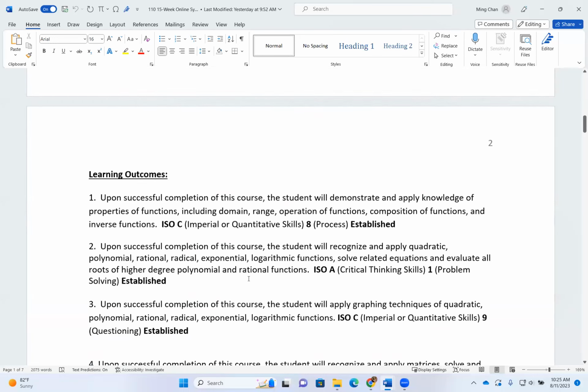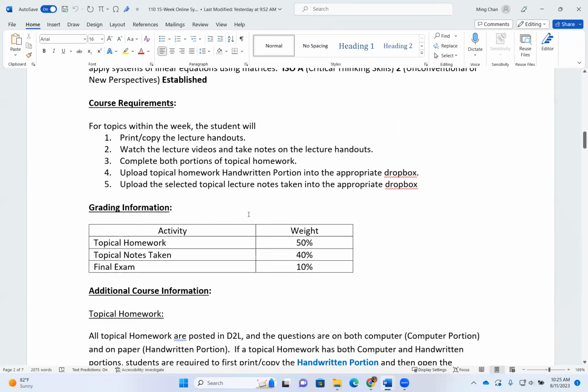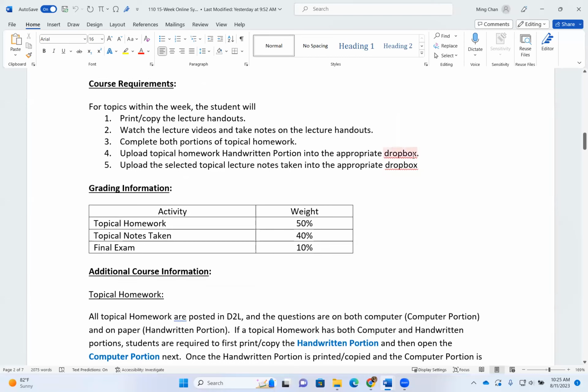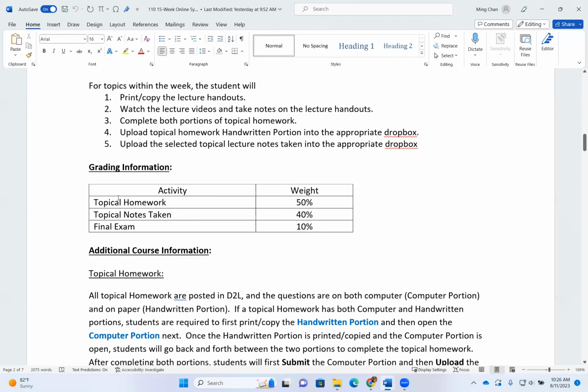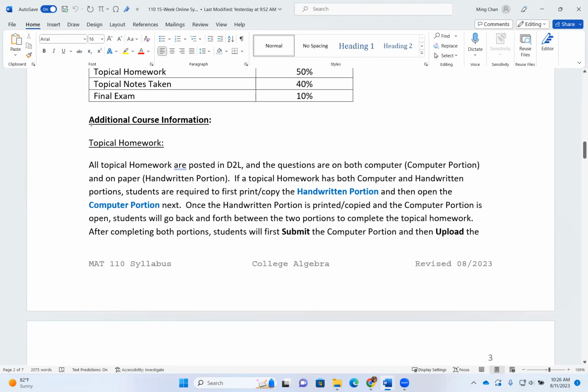All right, here are our course objectives, learning outcomes, and course requirements. So basically for the topic within each week, students will print and copy down the lecture handouts first, watch the lecture video and take notes on the lecture handout you just printed or copied, complete both portions of homework, upload the handwritten portion into the appropriate Dropbox, and upload the lecture notes that I tell you which one to upload into the correct Dropbox. Okay, make sure you put the homework in the homework Dropbox and the notes in the notes Dropbox. All right, we have 3 graded activities. A little bit more additional information.